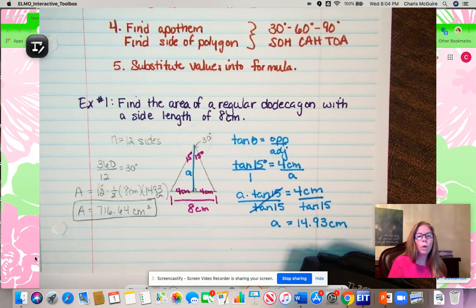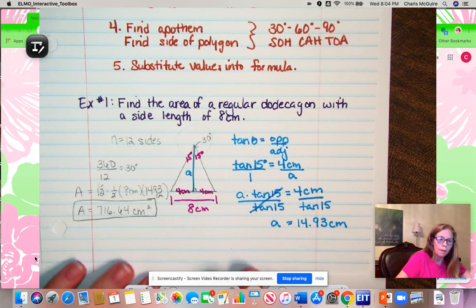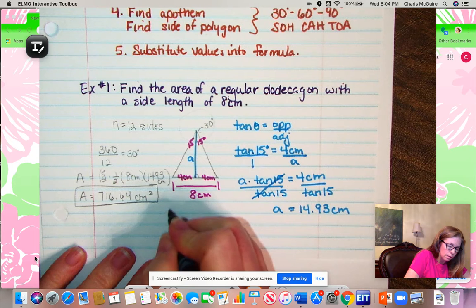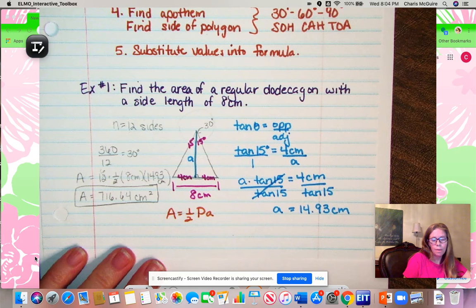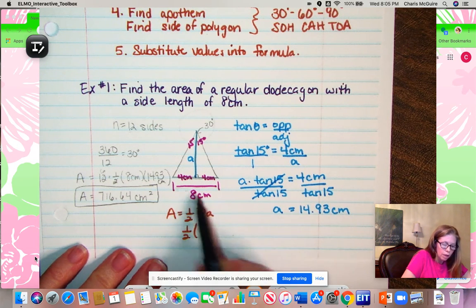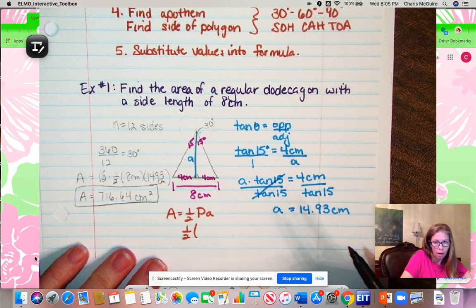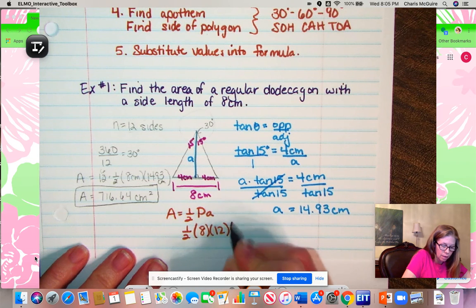All right, so that's one way to do it, by looking at the different triangles that are in your dodecagon, 12 triangles. The other way to tackle this problem would be use the formula of 1/2 perimeter times apothem. So I just want to show you what that looks like again. And remember, we're using all the same information that we already gathered. So 1/2, and perimeter is one side times how many sides there are, right? So we have one side at 8 times the 12 sides, and then we have apothem.